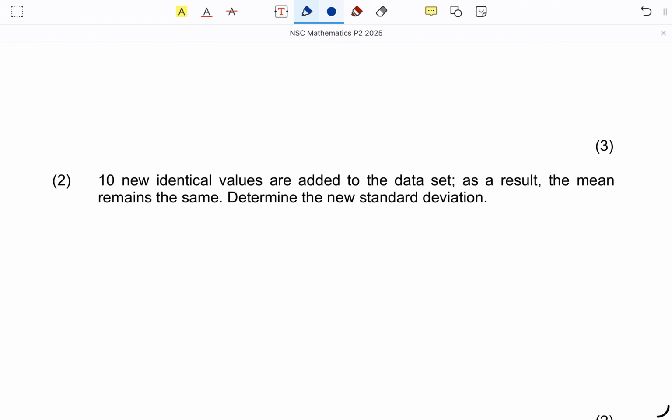In the next part of the question, it now says 10 new identical values were added to this data set. So instead of 8, we now have 18. As a result, the mean remains the same. So it remains 32. Determine the new standard deviation. So we already know that the formula for variance is the mean over the total number of entries, which is now 18. So to get the standard deviation, we have to square root the other side. And then when we pop this into our calculator, it would leave us with 4/3.